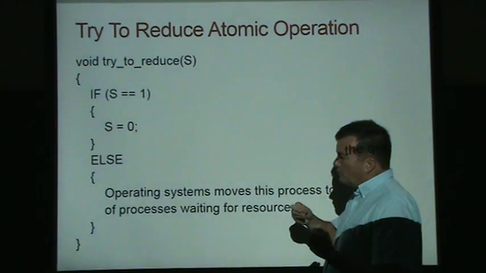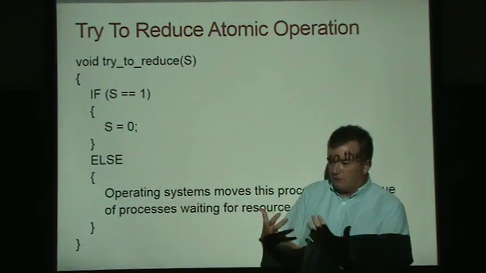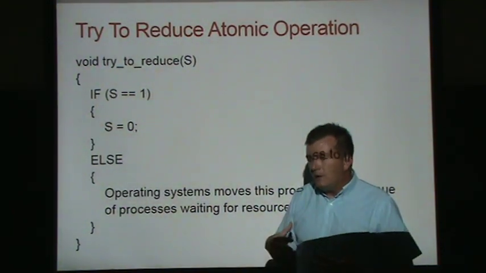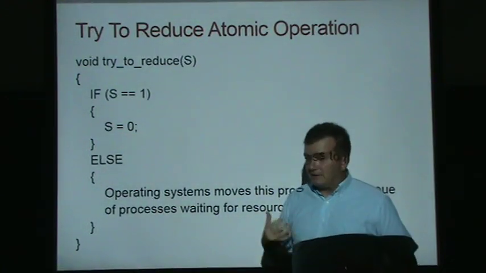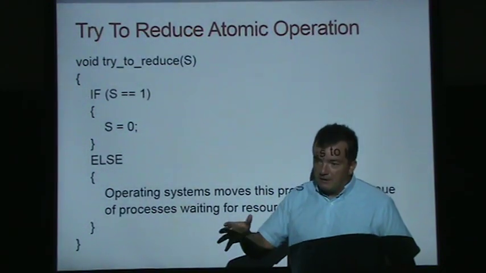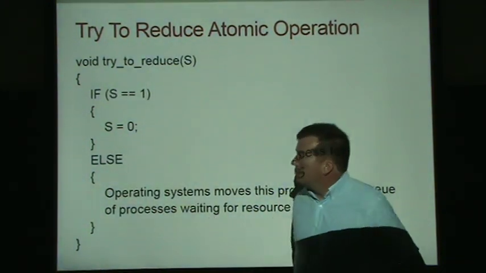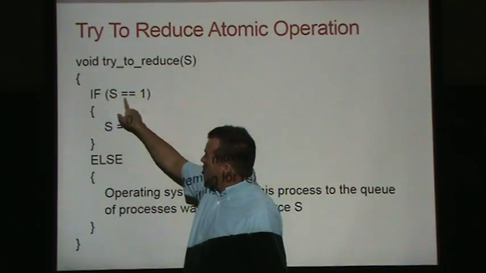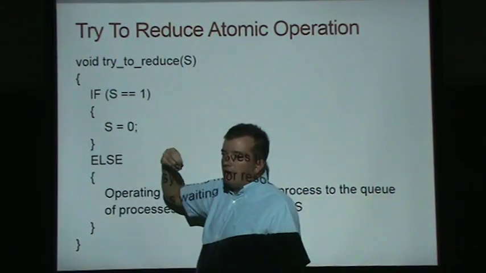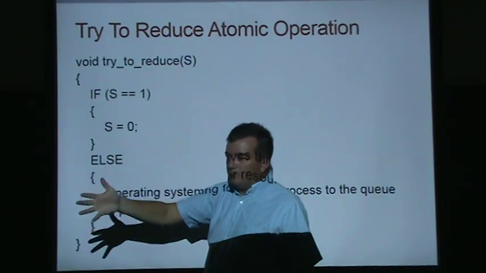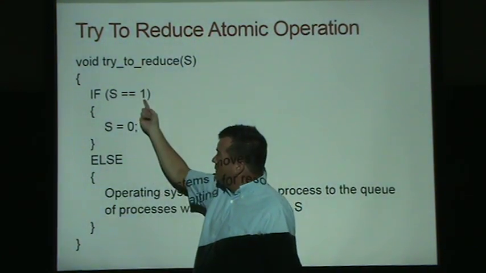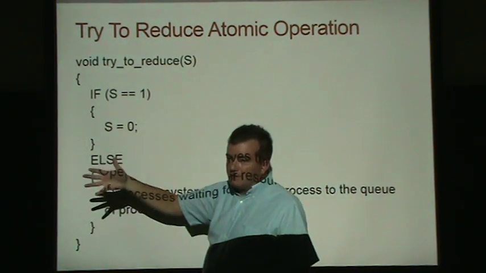So the question you're asking the operating system is, is the printer available? If so, I'd like to take it. If it's not available, I guess I have to wait. S is going to represent the value of the printer being available: 1 meaning it's available, 0 meaning it's not available.